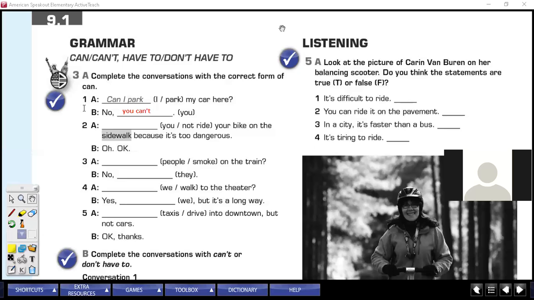Are you there? Okay. Can you couldn't be because it's not a question. So does anybody have another idea for this one, for number 2? You can't ride your bike. You can't ride. Very good.